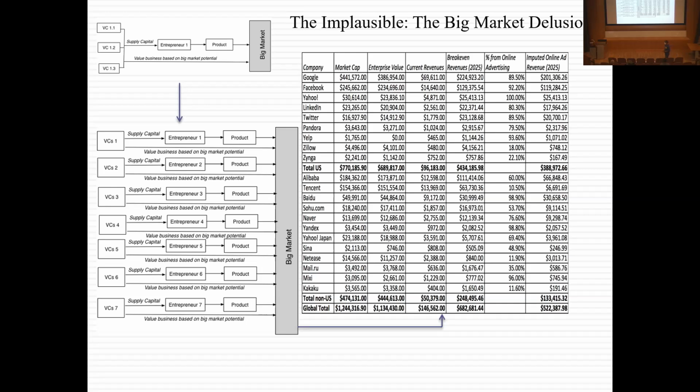It's a big market delusion. It happens every single time there's a big market. So what's the electric car business? What's the cloud business? And this is where I think you get the flaw of Cathie Wood, right? Look at ARK and look at how she invests. She invests on big markets, every single company.